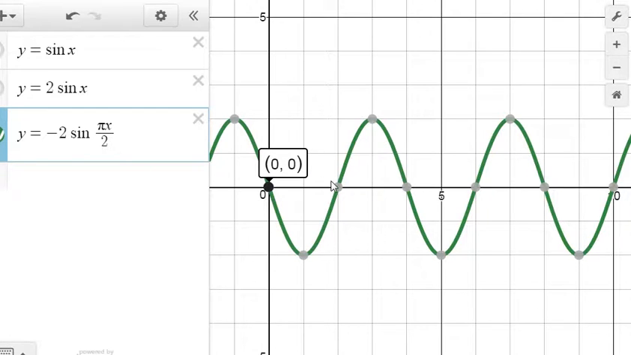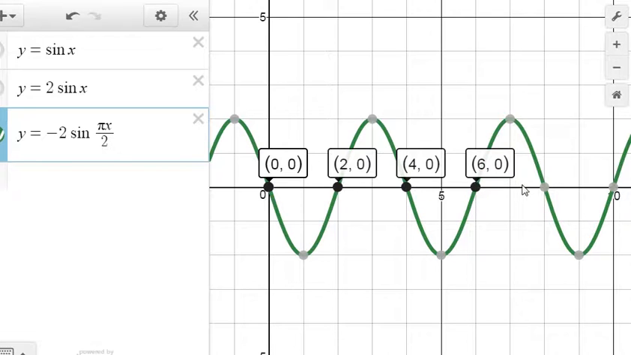So if you look here at the x-intercepts, you can see that this graph repeats itself every 4 units, right? Starting out at 0, 0, you move over to 4, 0, you're at the same point in the graph. If you start out here at 2, 0, the graph is going up, and then comes down, then comes back up again another 4 units later. So the period of this graph is 4. And that coefficient here helps you determine the period.